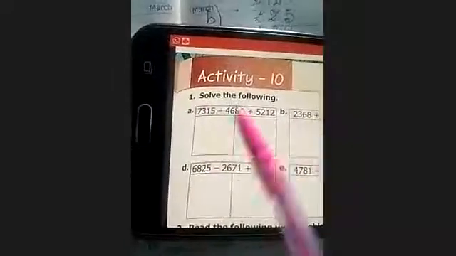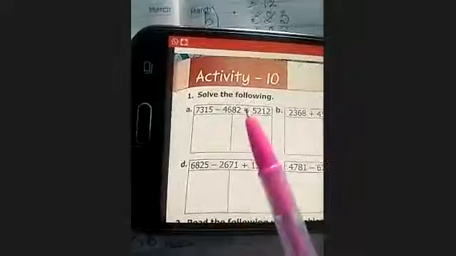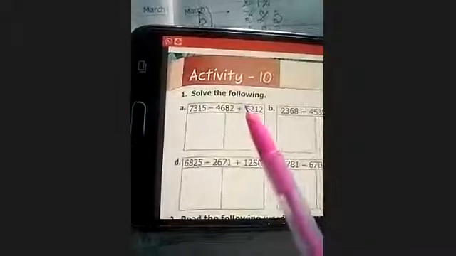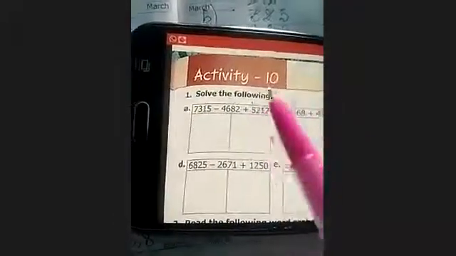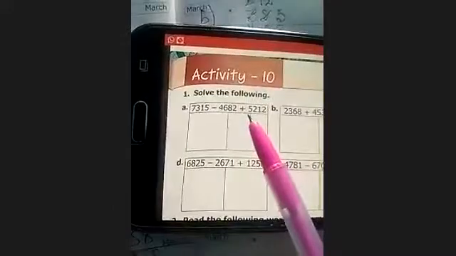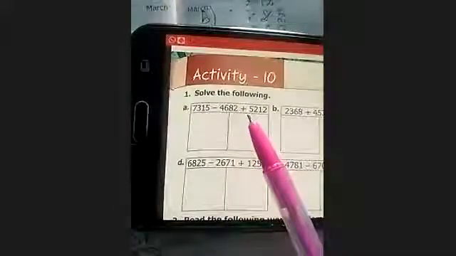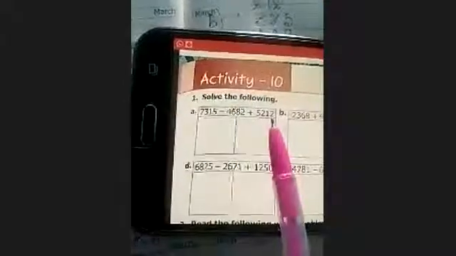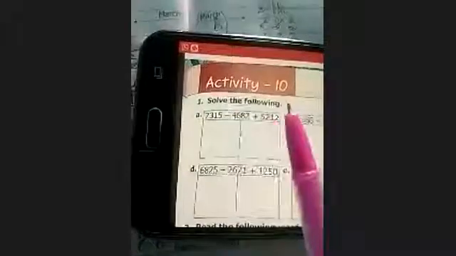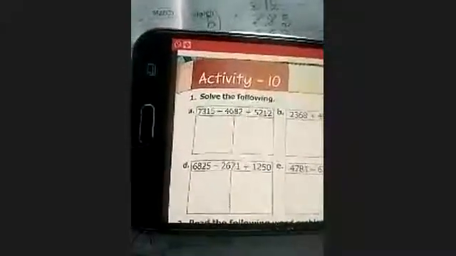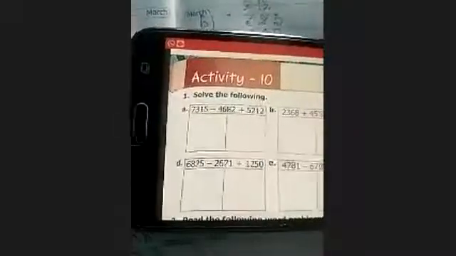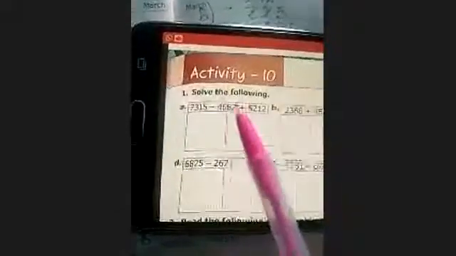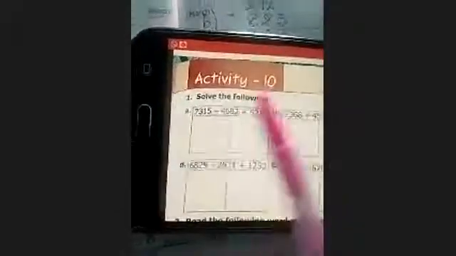While solving this kind of question, when there is both plus and subtraction, we have to do addition first. Understood? While solving these kinds of questions, you have to solve the addition first. These are the friends, 7,315 and 5,212. So you have to do addition. Always remember, you have to do addition first, and from the sum of that addition, you will be subtracting the remaining number. Understood? So let's now do it.